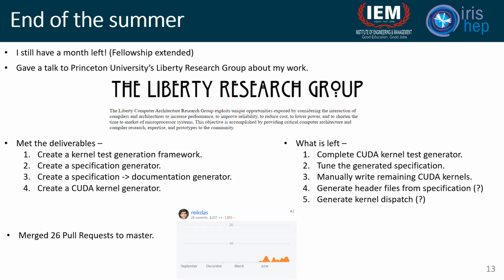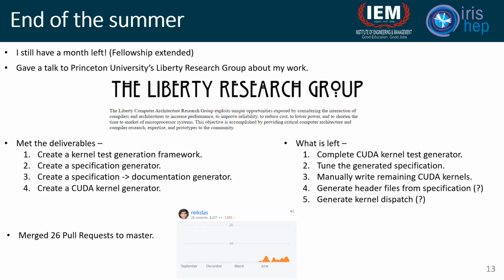We have to tune the generated specification. So maybe add some more test cases, tune the Python that we are generating, things like that. For the kernels that we cannot automatically generate CUDA for, we'd have to manually write them by hand. And like I mentioned earlier, we are exploring the possibility of automatically generating the header files in the kernel dispatch from the specification.